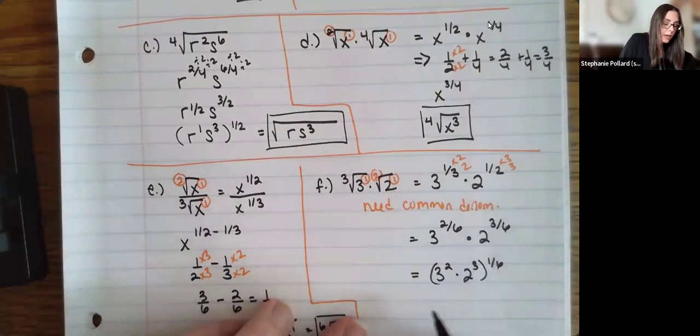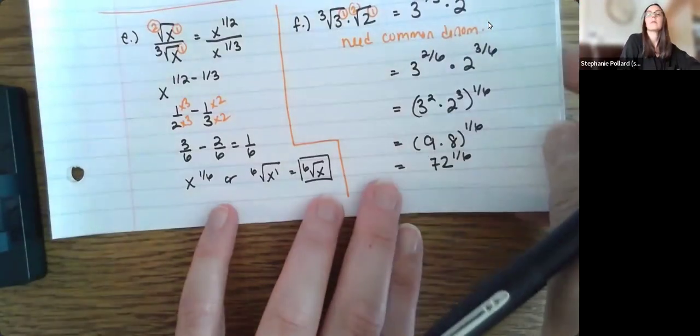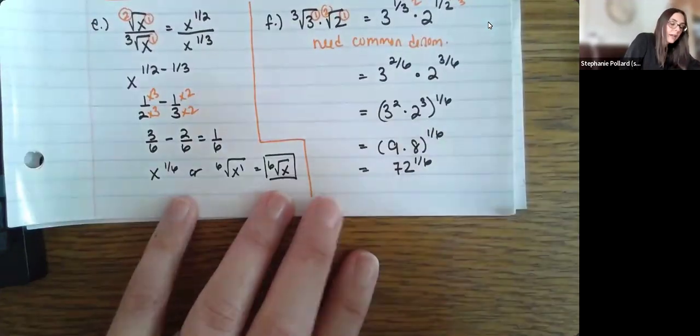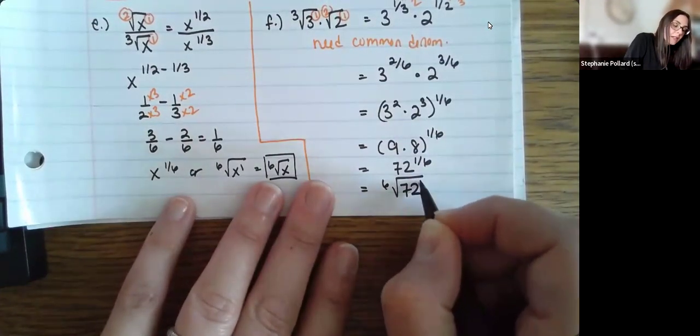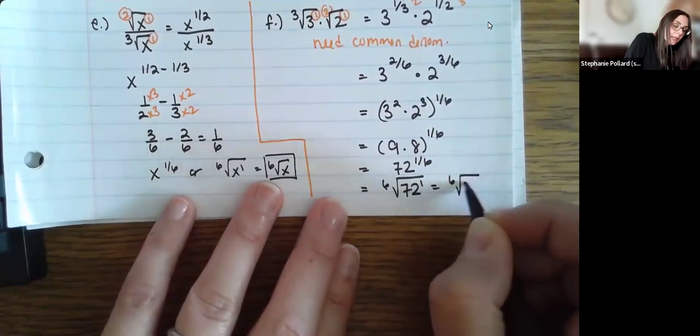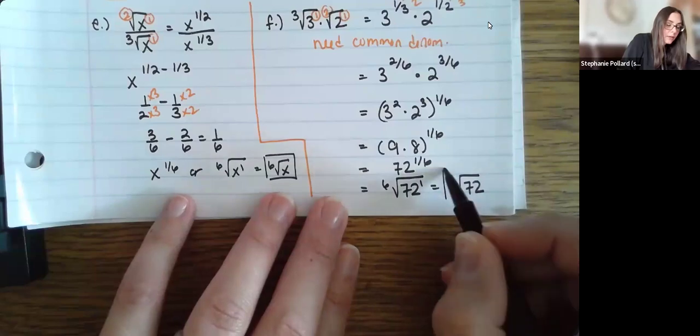Now, 3 squared is 9, and 2 cubed is 8. And 9 times 8 is 72. So this becomes 72 to the 1/6 power. And then I could go ahead and convert that over to the 6th root of 72, technically to the first power, but again, we don't really need that. So just the 6th root of 72 here.